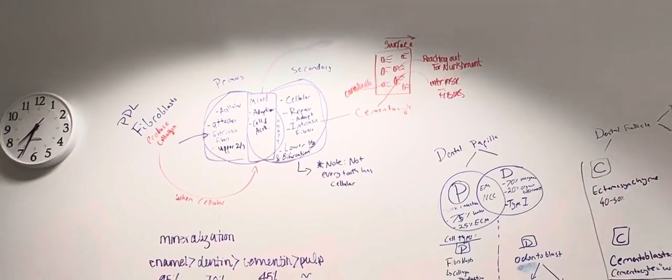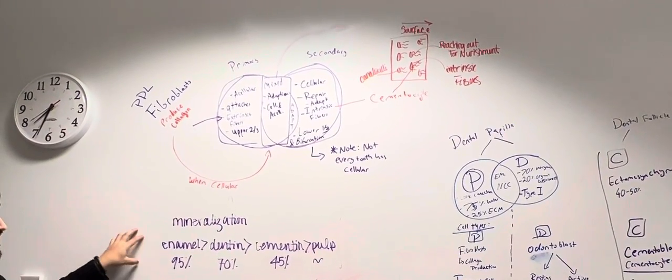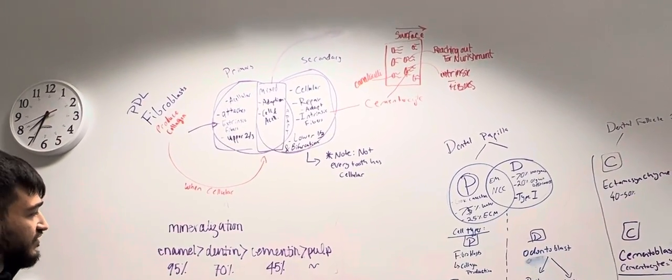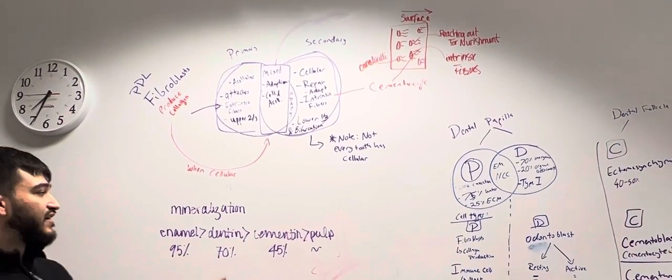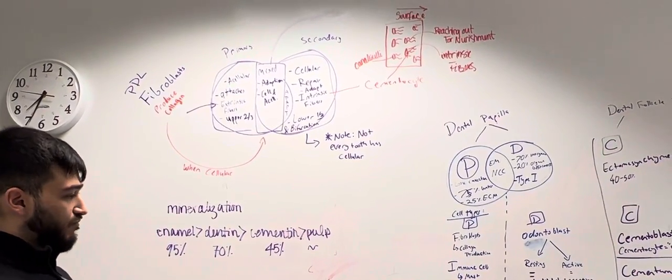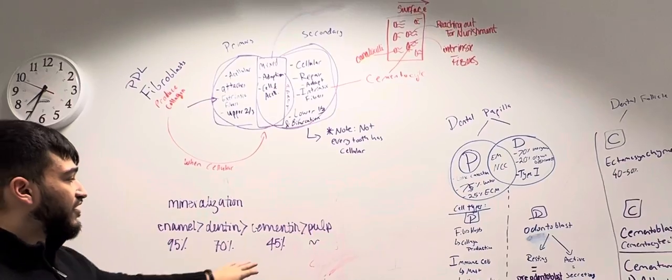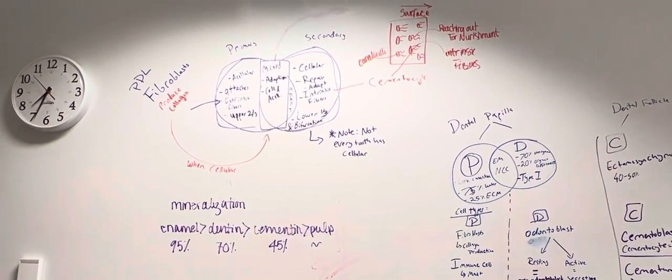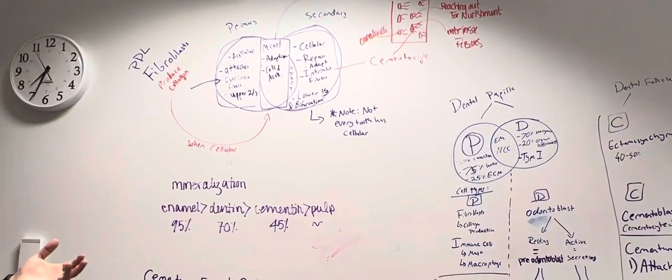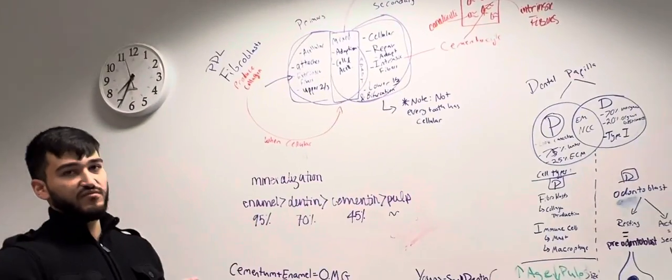And then the last thing, mineralization: enamel, the most outside layer, is the most mineralized. Dentin comes in second at 70%. Cementum, which is basically the closest to bone, is at 45%. And then we have the pulp, and that's the mineralization. And we talked about pulp, dentin, cementum, periodontium.